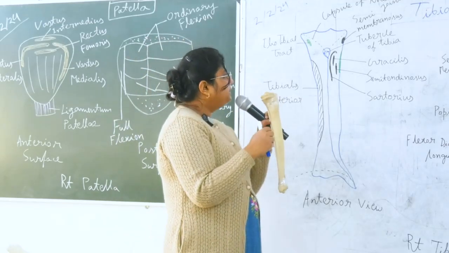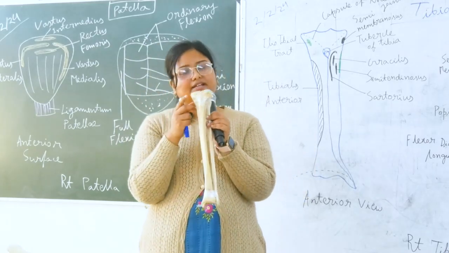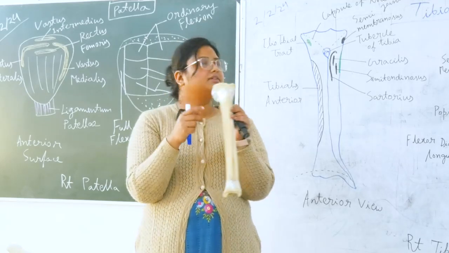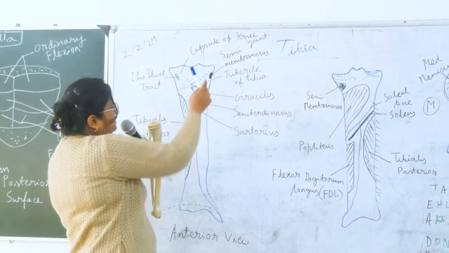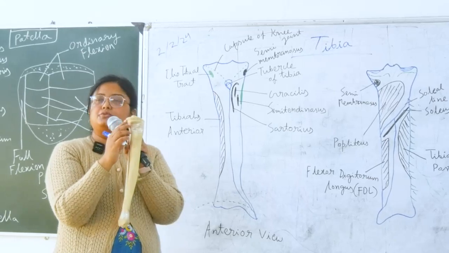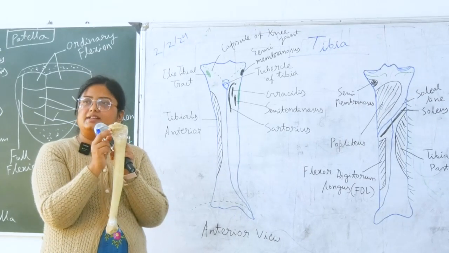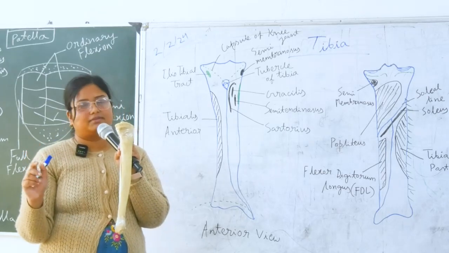Now the medial condyle. On the posterior surface of the medial condyle there is attachment of semimembranosus muscle. See here, there is attachment of semimembranosus, and its attachment is also extending along a groove on the posterior surface of the medial condyle. So here will be the attachment of the semimembranosus muscle.